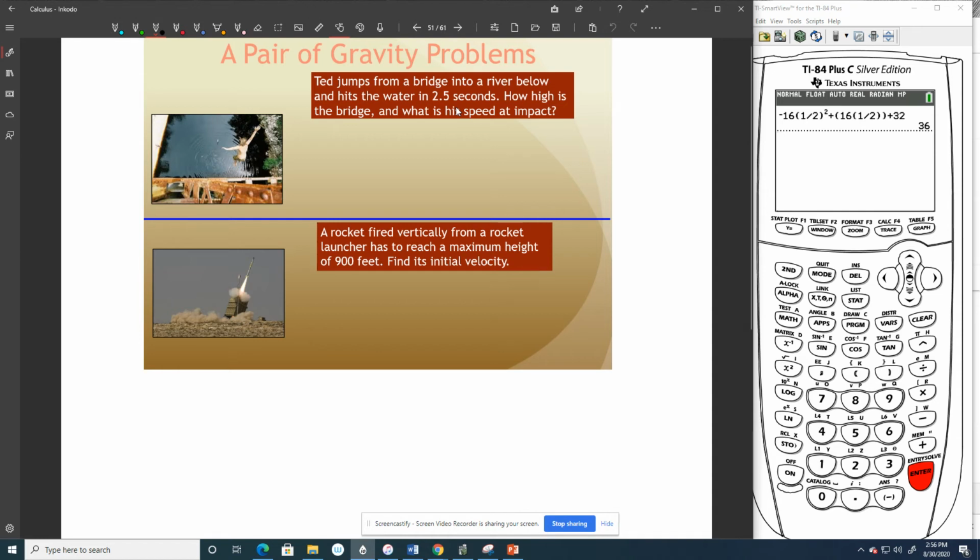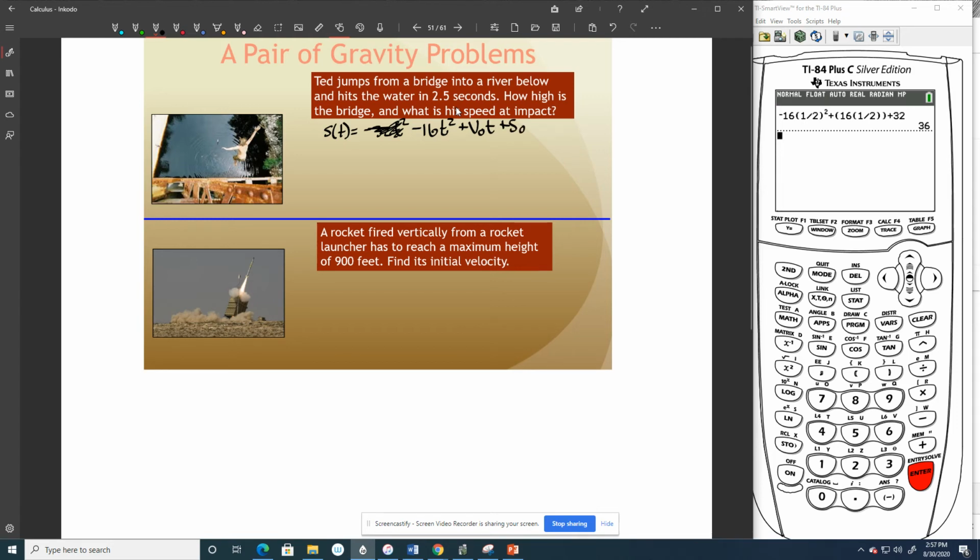So in this problem, it says Ted jumps from a bridge into a river below and hits the water in 2.5 seconds. How high is the bridge and how fast is he going when he hits the water? So the first thing, I've got my two formulas. I've got my s of t. We know that is negative 32t squared. No, it's negative 16t squared plus v naught t plus s naught.